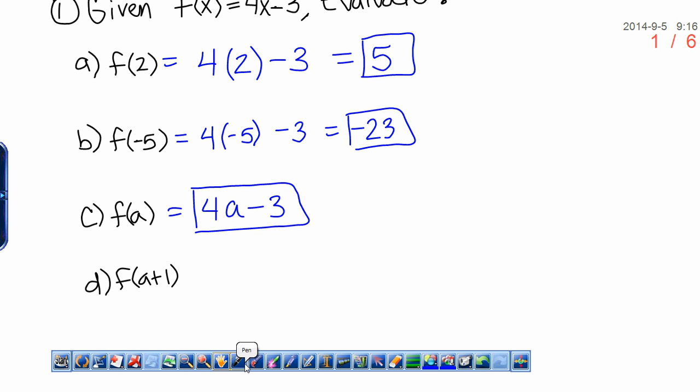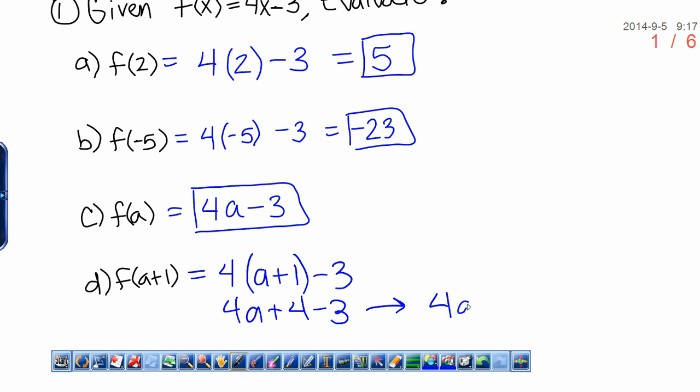All right. D says f of a plus 1. Follow the pattern. Every time we plug 2 in for x, we plug negative 5 in for x, we plugged a in for x. What are we going to plug in now? A plus 1 in for x. So 4 times a plus 1 minus 3. Now we're not just going to leave it like this. We're going to go ahead and simplify and combine like terms. So this would become 4a plus 4 minus 3, which gives me 4a plus 1. Good?